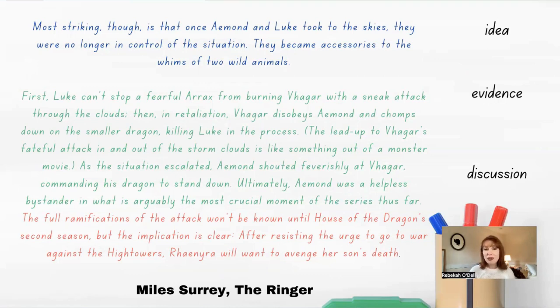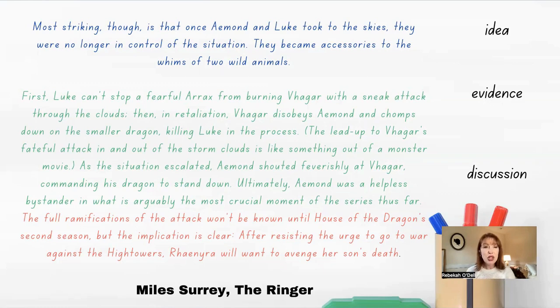So the writer does not summarize what happened in the scene one more time. Instead, Miles Surrey tells us, listen, we don't even know all the facts yet, but here's what this text evidence implies. Here's what we can guess. Here's the reasonable inference that we can make after looking at this text evidence.